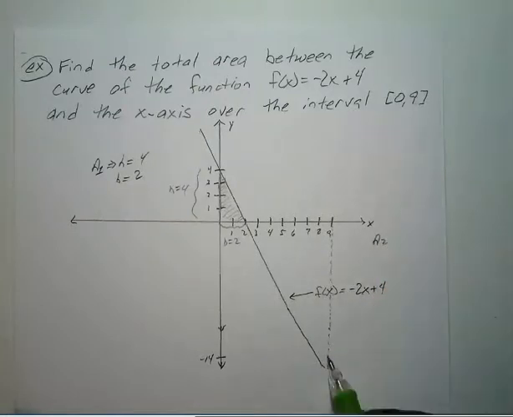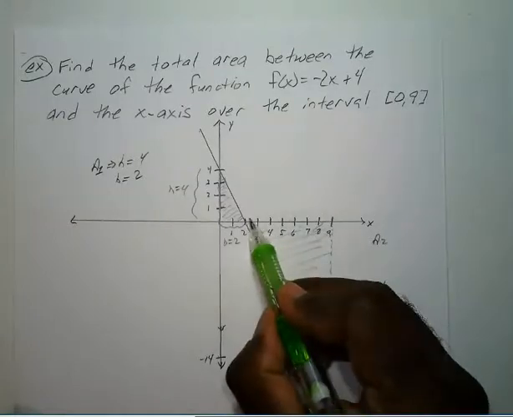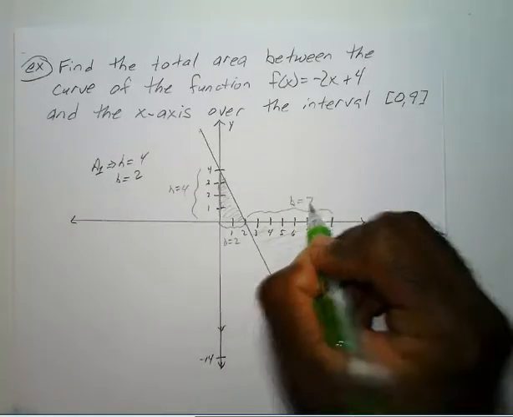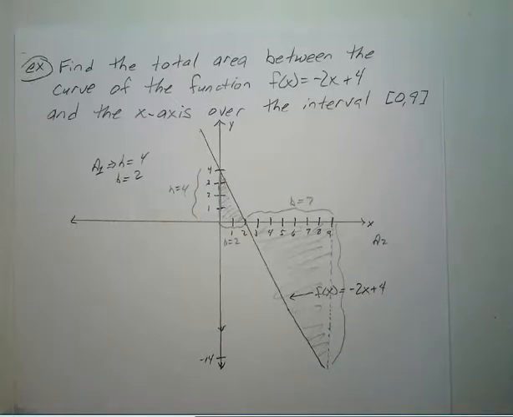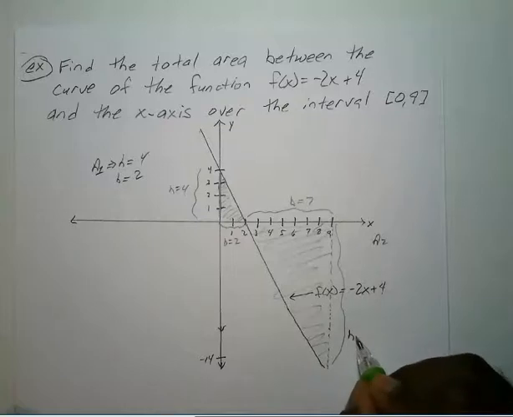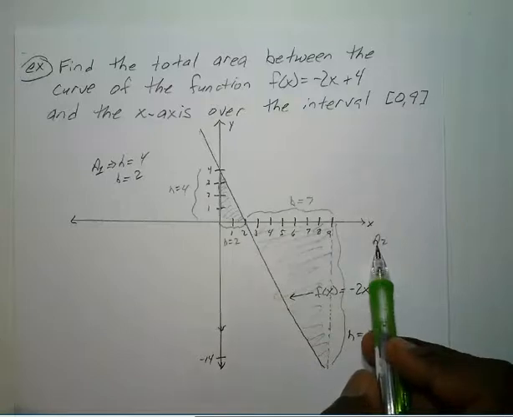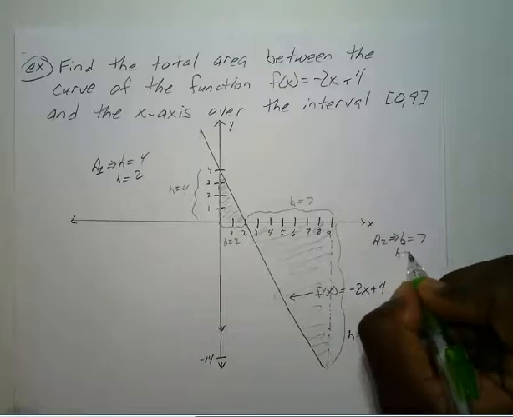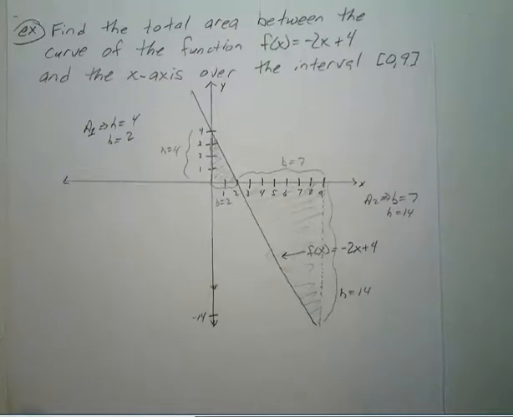Now for our A2 below the x-axis, we're looking for that area. Our base goes from 2 to 9, so our base is equal to 7. And our height goes from 0 to negative 14, so our height is equal to 14. So for our area below the x-axis, our base is equal to 7 and our height is equal to 14. We can use that to figure out our total area.